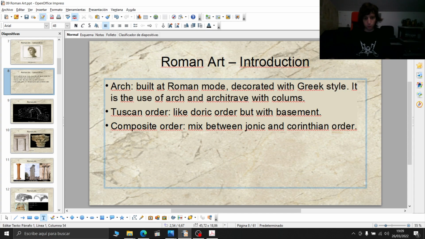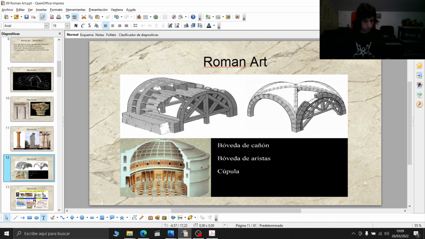It is the use of arch and architrave with columns. Tuscan order like Doric order but with basement. Composite order mixed between Ionic and Corinthian order. And then these are the vaults and the dome.